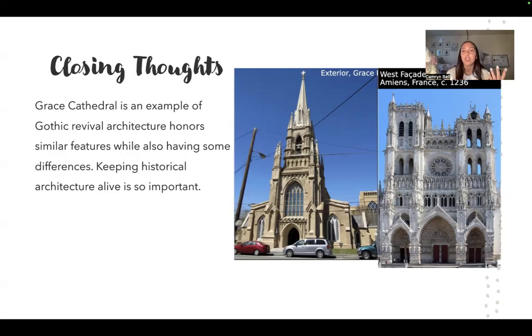So I think this is a great example that we have to really honor that Gothic architecture and incorporate things like the ribbed vaults, the pointed arches, the stained glass windows, as well as the outside features that are very sharp and geometric and organic.